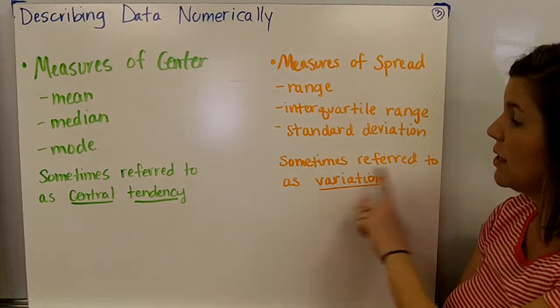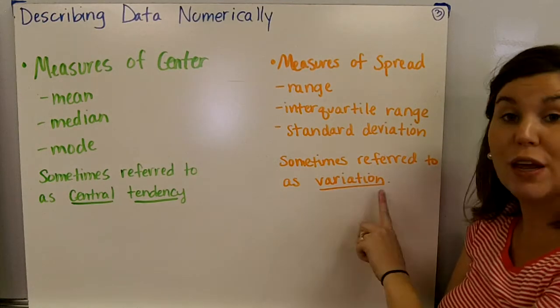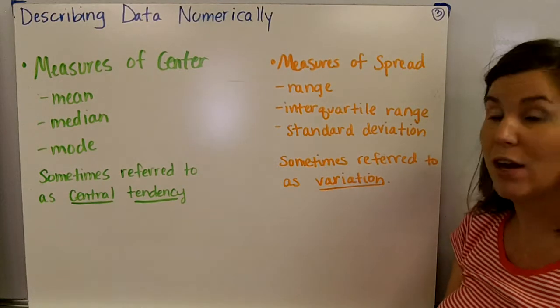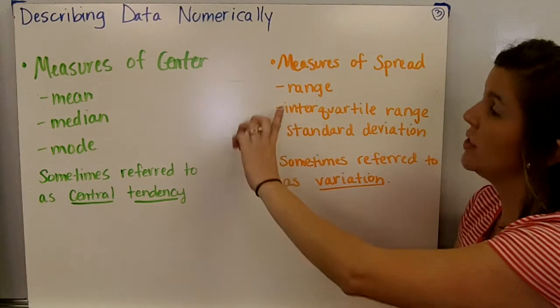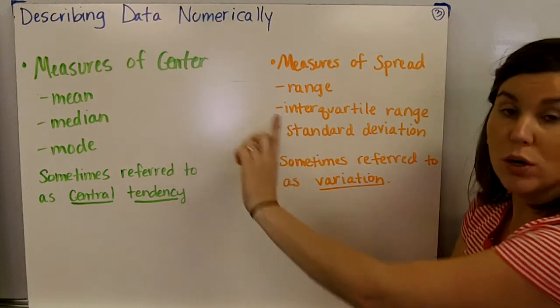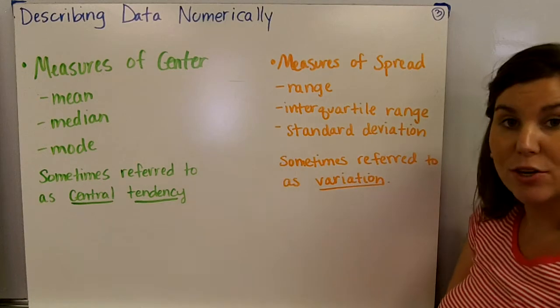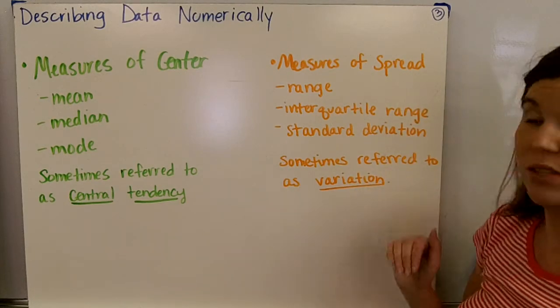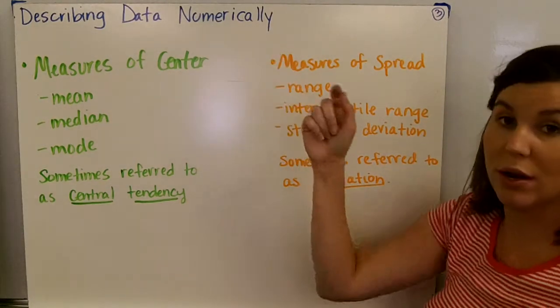Measures of spread. Sometimes this is called the measure of variation, how much our data varies. So we can determine this by the range, the interquartile range, and the standard deviation. These are all values that we will be able to calculate numerically.